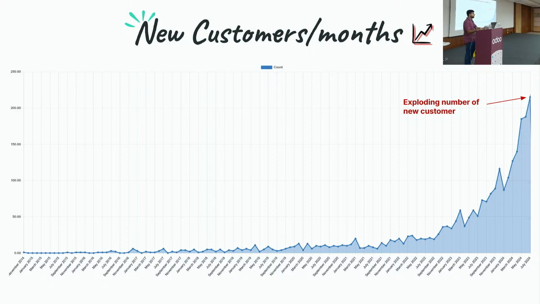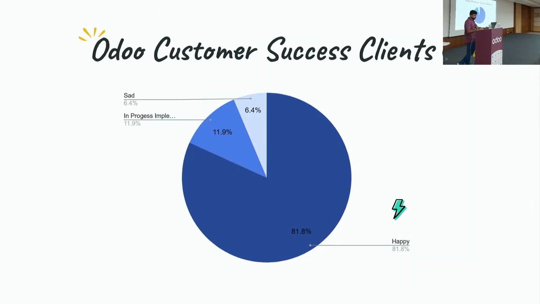Okay, we have this much of customers, so they will be happy or they will be sad or implementation is going on. So what is the percentage for this? So here is the customer success rate. For the client, almost 80 to 81% which we have right now are happy with the Odoo.